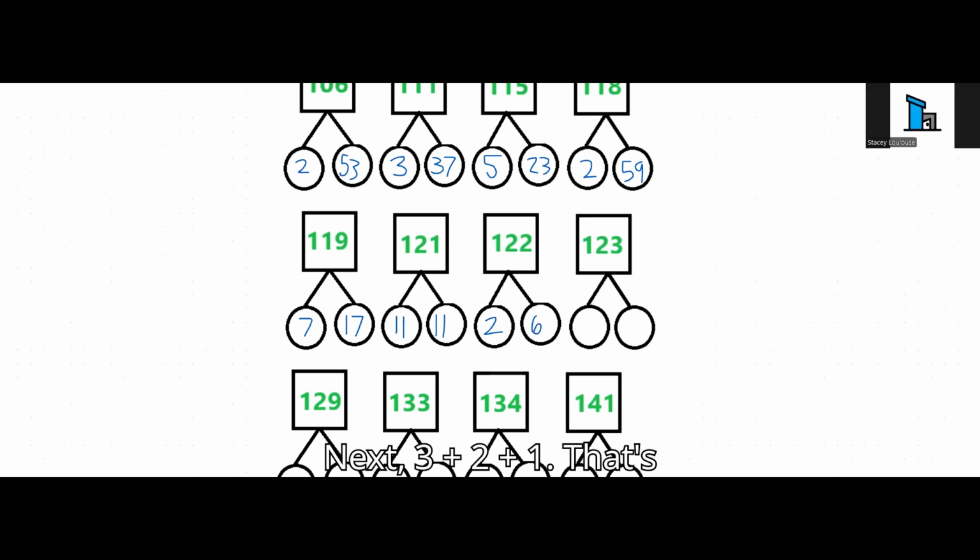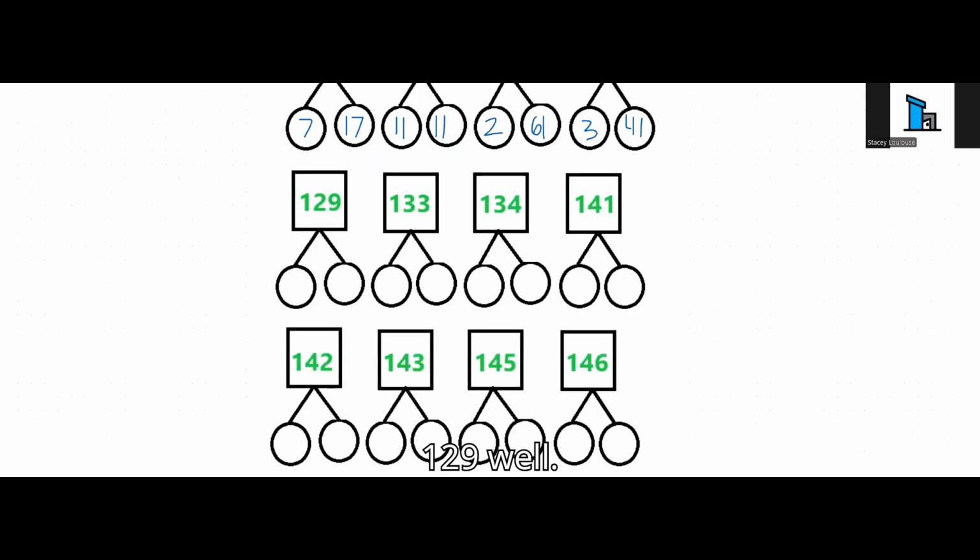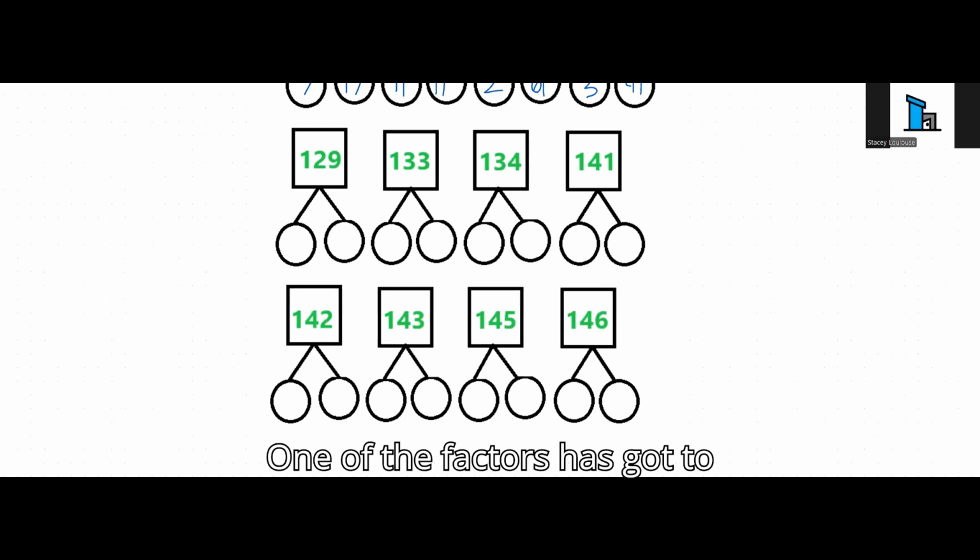Next, 3 plus 2 plus 1, that's 6. So one of the factors is 3. And then the other factor is going to be 41. All right. Next, 129. Well, one of the factors has got to be 3 since 11 plus 1 is 12, and that's a multiple of 3. So the other factor is 43.